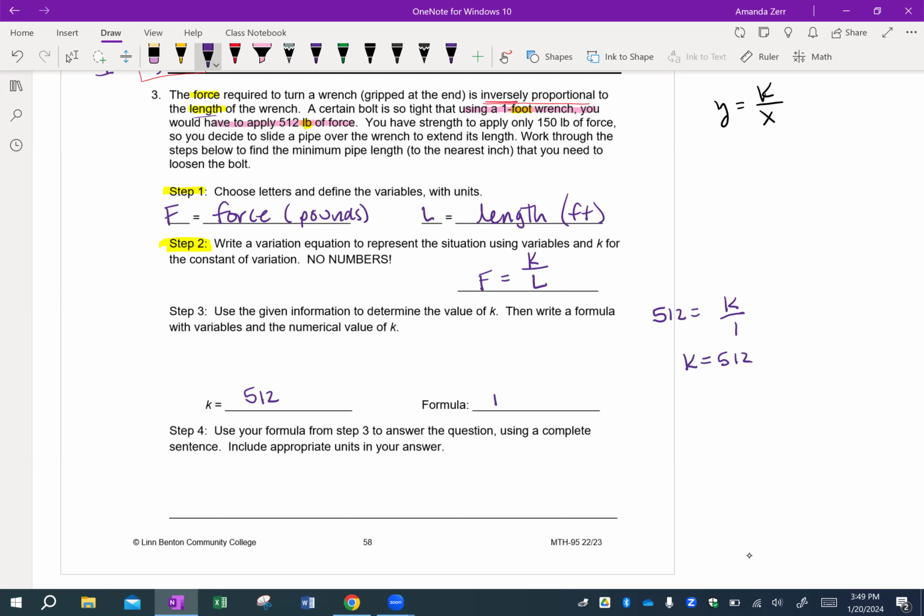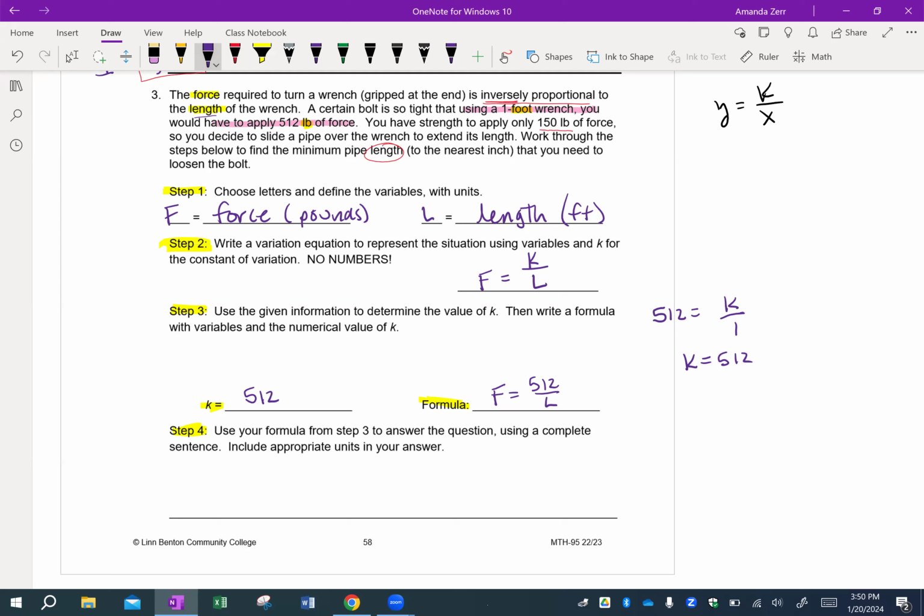And my formula is force is equal to K divided by L. Now I know what K is worth. Okay, so we did step 3, figured out what our K is worth, wrote the formula. Good, and now I get to finally in step 4 answer the question. So the question is, if you have strength for 150 pounds of force, you decide to slide a pipe over the wrench to extend its length. Working through the steps below, find the minimum length. So what I need to know is the length that you need to loosen the bolt.